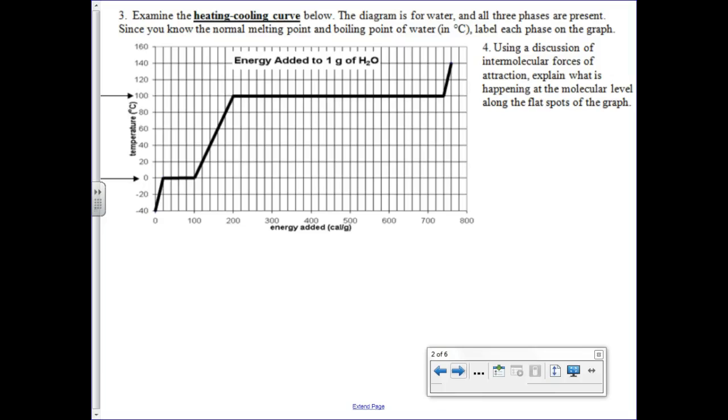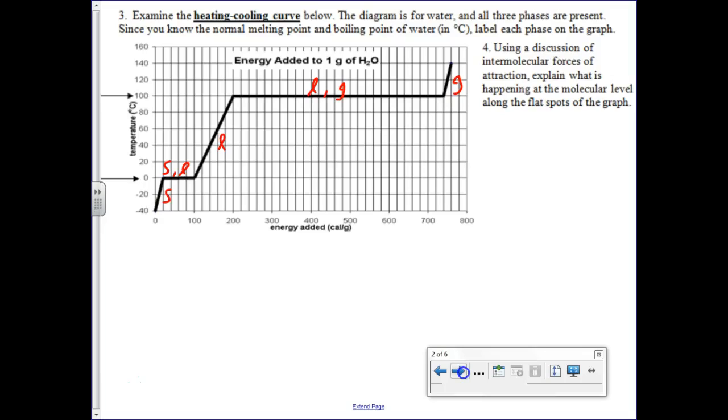Question 3 is asking you to put the phases on this graph. So down here, all we have is solid. On this plateau, we have both solid and liquid. That's melting. The big incline, we have just liquid. We're heating up our liquid sample. The next plateau, we have liquid and gas. And then last but not least, that very final incline, we have just gas.